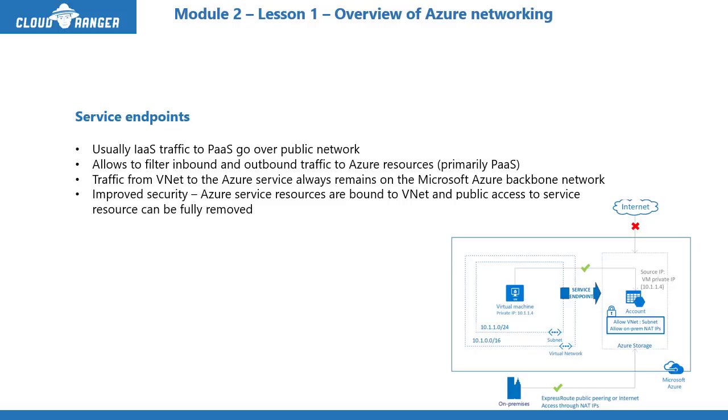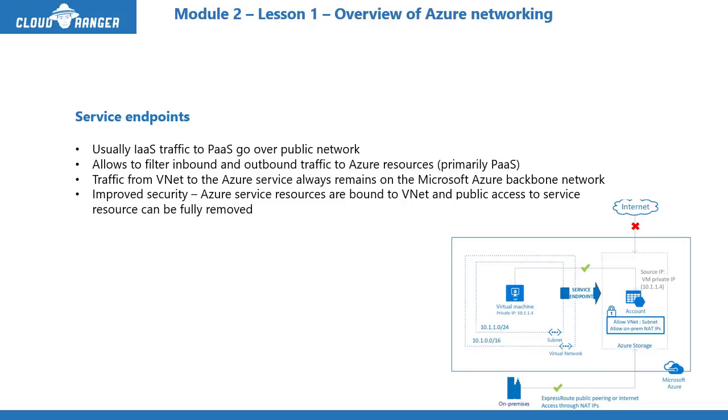So let's say I have a virtual machine and I'm going to use Azure's storage service or Azure's SQL service. That means I'm going from infrastructure as a service to a platform as a service. The way this would work is that the virtual machine's traffic would go over the internet and come back to Azure's storage service, or in the example I'm giving, SQL. It will go over the network. For certain scenarios, that was not what people wanted because of security reasons, and that's why this service endpoint was born. It basically allows you to filter the inbound and outbound traffic to Azure resources, primarily platform as a service.